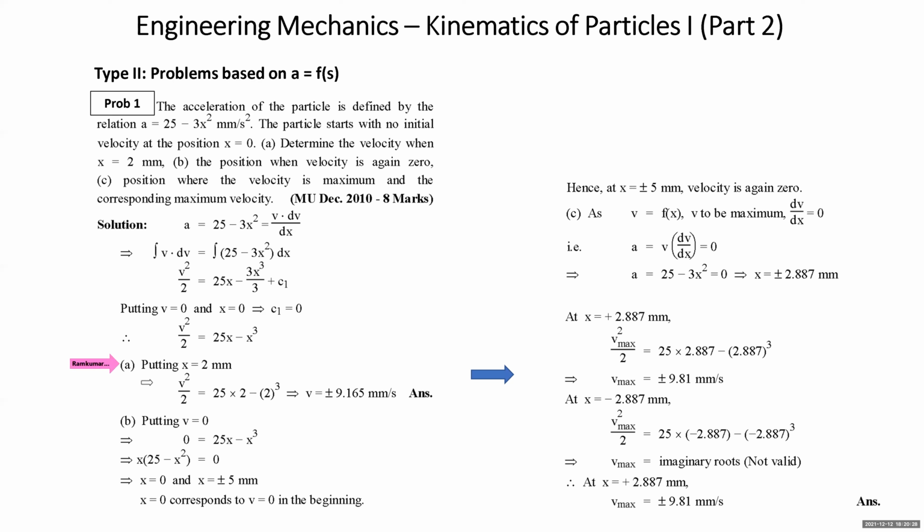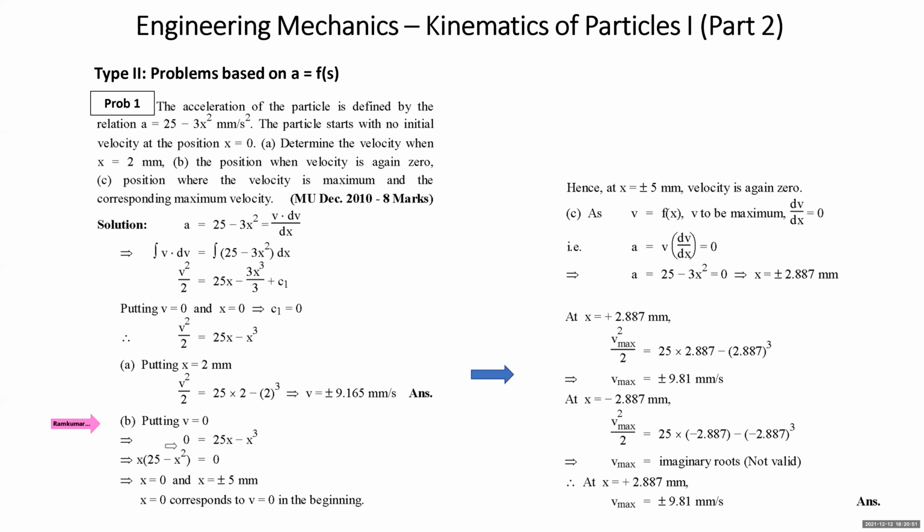First part, he is asking you to find out the velocity when x is 2 mm. Substitute x is equal to 2 mm in this expression. You will get v is equal to plus minus 9.165 mm per second. Right? You need to write both the answers, plus minus, because you have no reason to omit the negative sign of velocity. Whatever answer is coming, plus minus, we have to give it as it is in this type of problem.